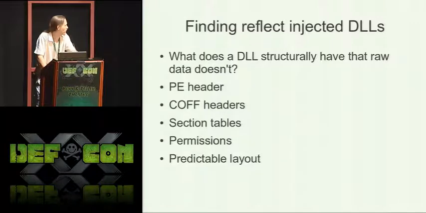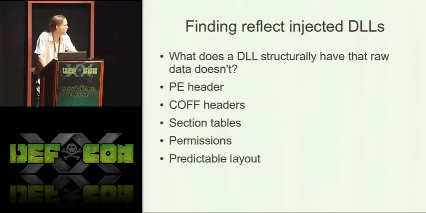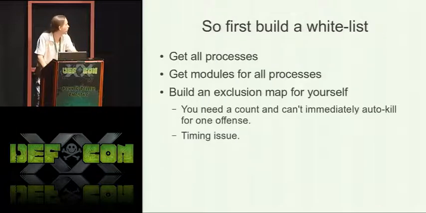Then you've got permissions. You're looking for anything executable that's not already inside of a DLL, which shouldn't happen, but some things use it. Java uses it, Flash uses it, but they're just bad ideas to begin with. Then we've got the predictable layout, and that predictable layout is speaking of where allocations happen in memory.